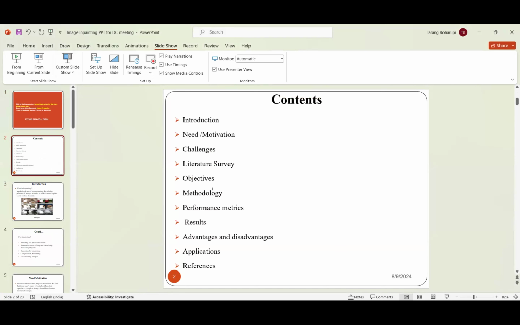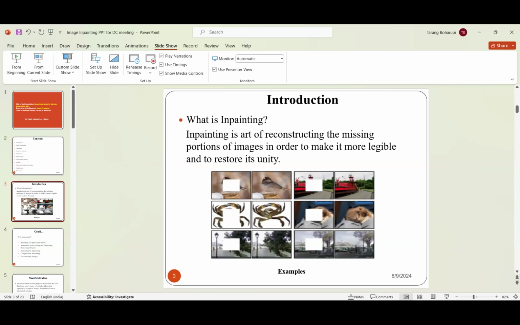In methodology, we'll see the GAN architecture, and what performance metrics I have used to measure the performance of the GAN. Then results. What are the advantages, disadvantages? What are the upcoming applications of the GAN? Then finally references. So we'll see first what is the introduction, what is inpainting.